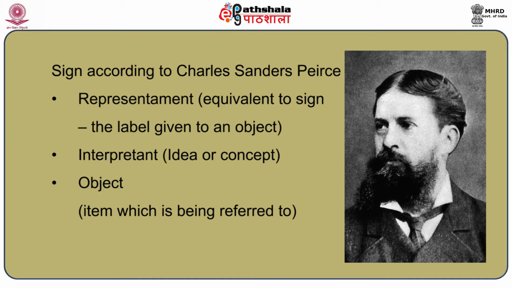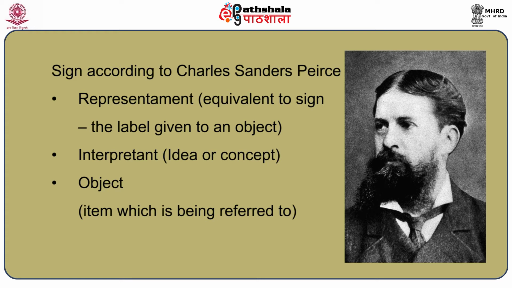So, representamen is what we are calling sign today, the label given to an object. Representamen is the name given by C.S. Peirce to the label, to the name, to the sign which stands for an object. The object is the item which is being referred to. That means object is somewhat similar to the signified, in a way, that which is being referred to.